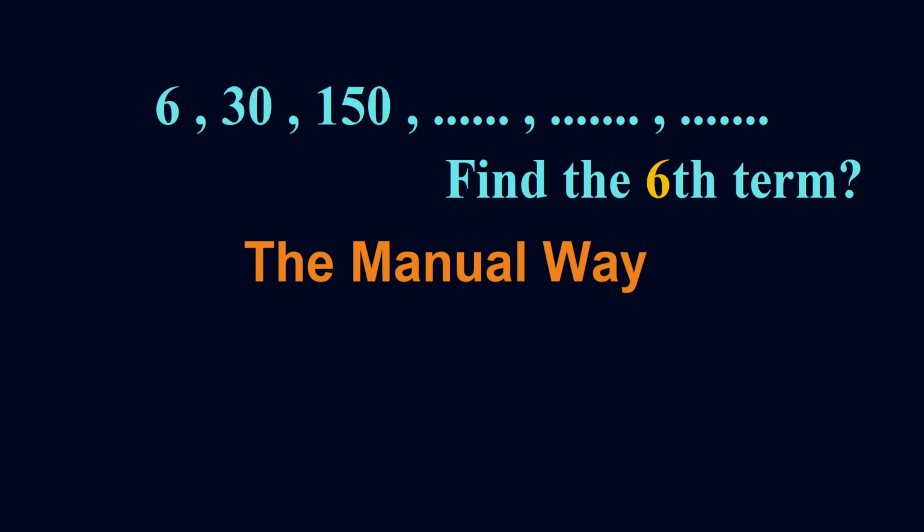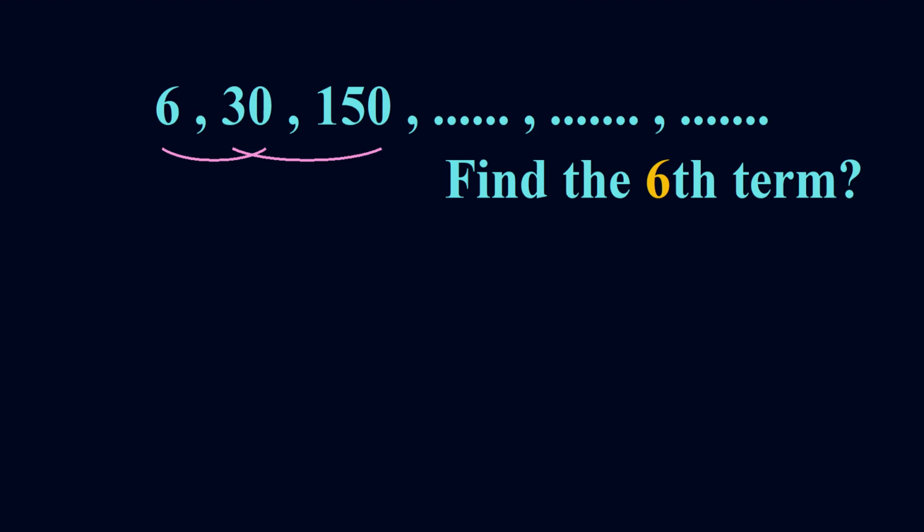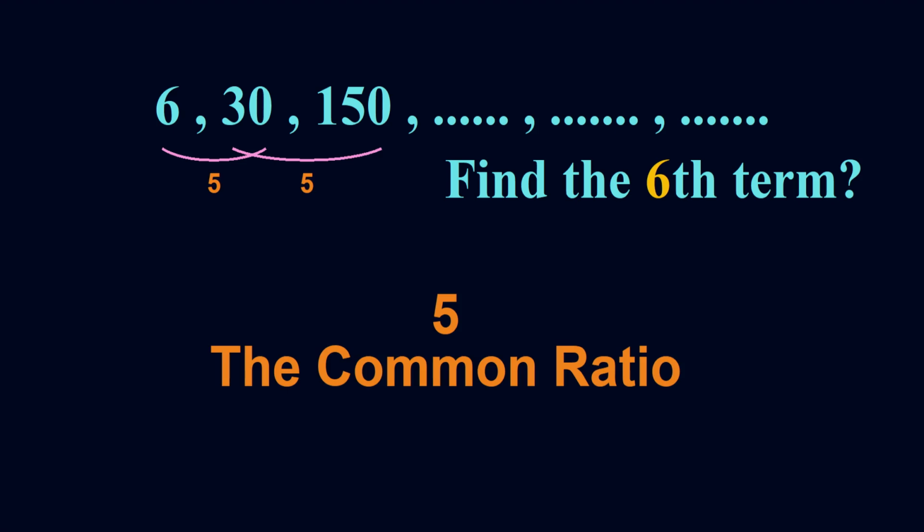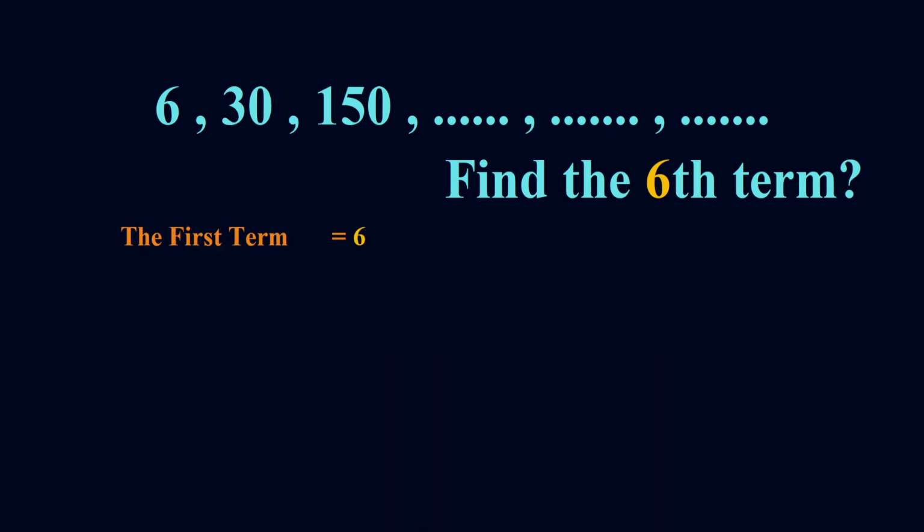As you can see, we found that each term is multiplied by 5. This 5 is what we call our common ratio. Since the first term is 6, we can get the second term by multiplying the first term by 5. And the second term is 6 times 5, which equals 30.